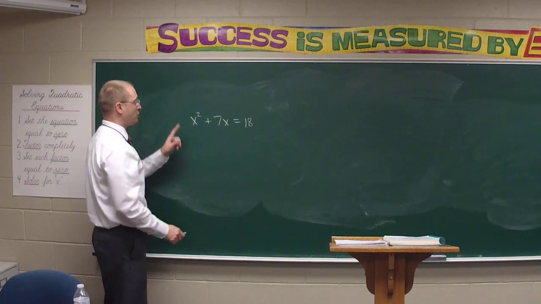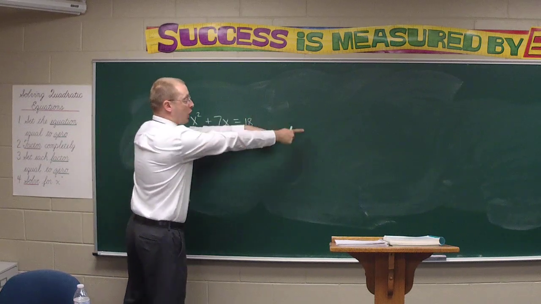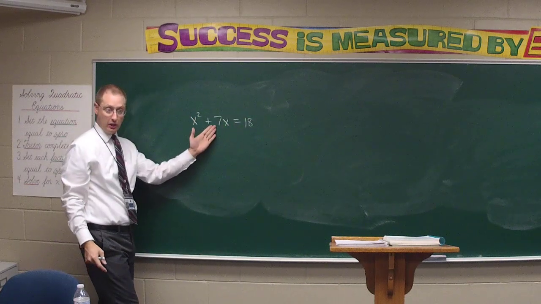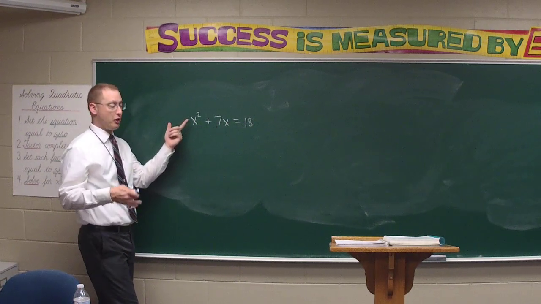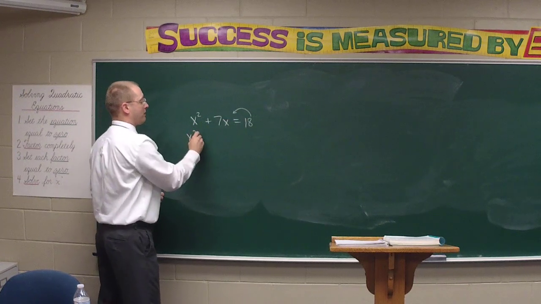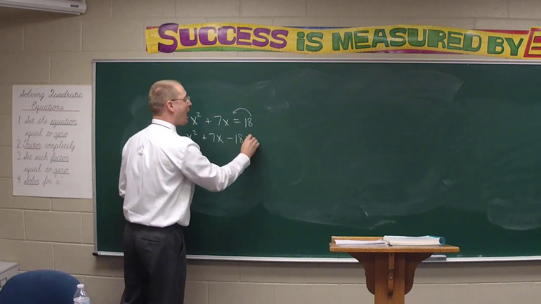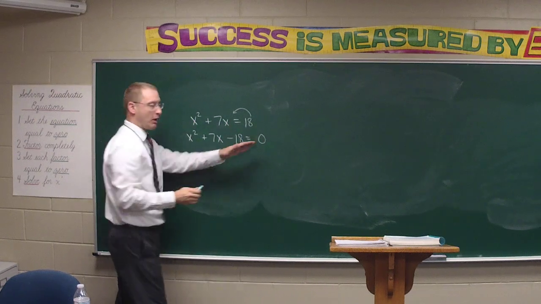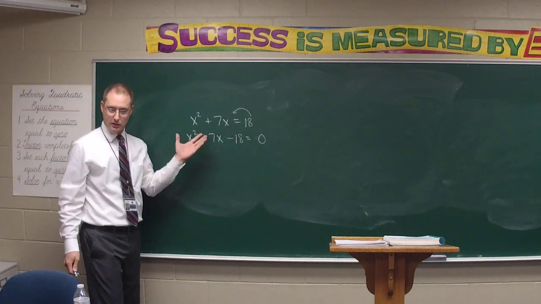Here's your rule of thumb. You want the x squared positive. So I could move both of these over and it would be equal to 0 over here, but I don't want a negative x squared. I don't want that first term negative. So the easier choice here is to bring the 18 this way, to get x squared plus 7x minus 18. And now there's nothing over here. It's now equal to 0. Does that make sense? Or the way I taught in Algebra 1, subtract 18 from both sides.